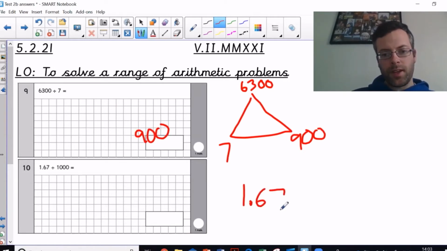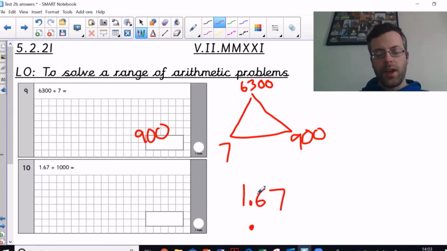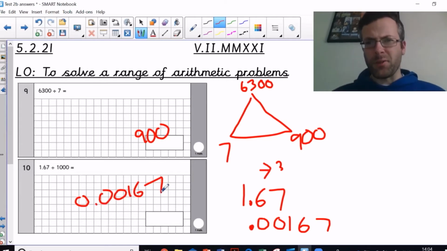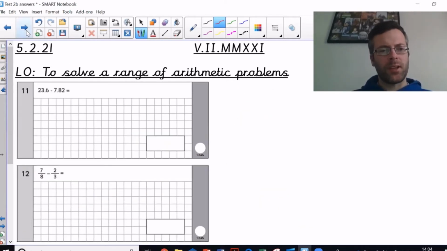1.67 divided by 1,000. So if I'm just dividing by 1,000, I'm going to put in my decimal point, and I'm moving this way because they're all going to get smaller, and I'm moving it 3 spots. So 1, 2, 3, write it underneath. And in that placeholder is going to be a 0. 1, 2, 3. So my answer is 0.00167. Another horrible question. Oh, they're not being nice to us today.